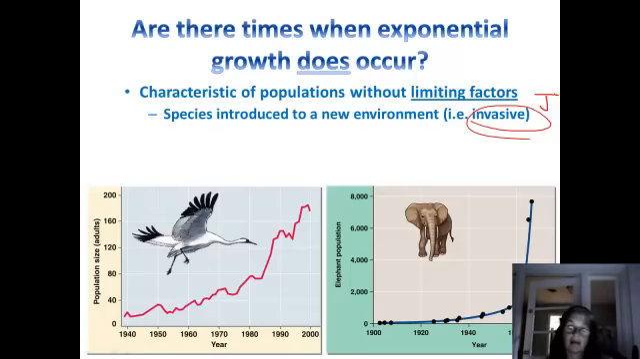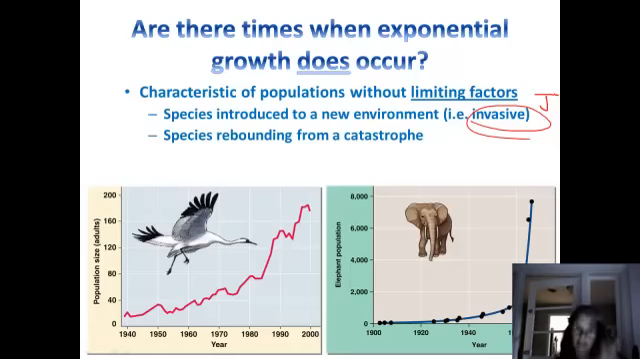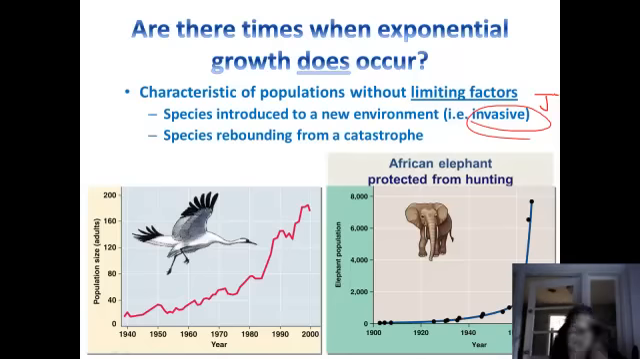Would they eventually level out once they consume everything in their environment? Sure. But right now what we're seeing is this explosion in certain invasive species as they just take off, and we don't know what limiting factors are going to control them ultimately. And will they have decimated our environment in the meanwhile? Also, species that are rebounding from catastrophe or near extinction, if we can help them, we can watch their numbers go up if it's not too late. African elephants protected from hunting, we've seen their populations go up. Not that they're not still threatened, but we are seeing that population go up.